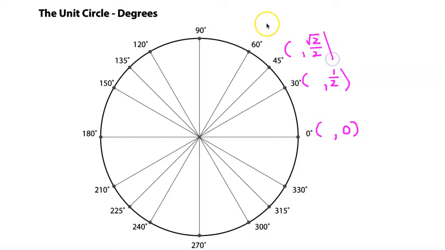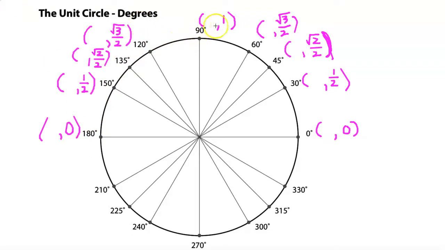The next value after root 2 over 2 is root 3 over 2 and then 1. And once you get to 1, you're going to start going back down again. So I'll fill these in now. So here we are going back down. We've got 1, then going down to root 3 over 2, then root 2 over 2, then 1/2, then 0.